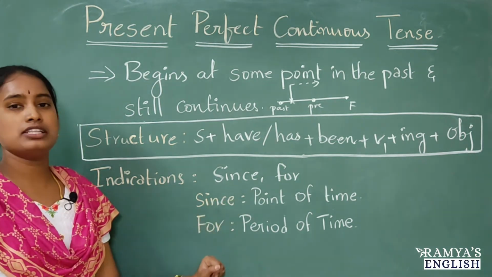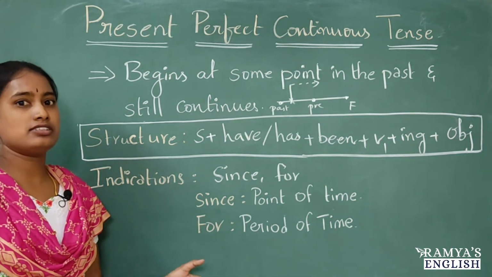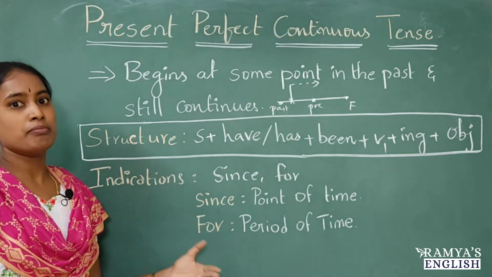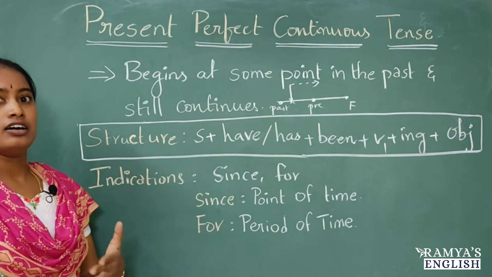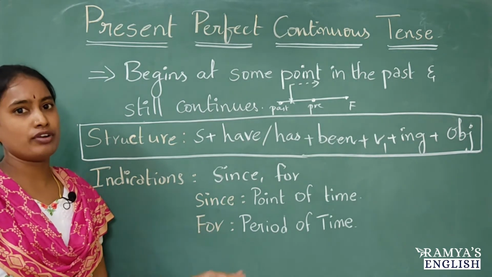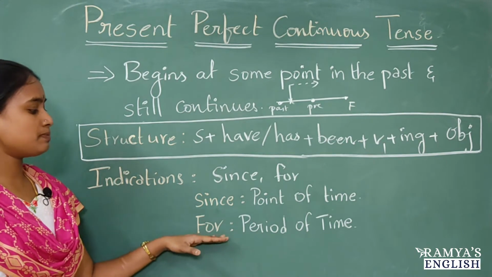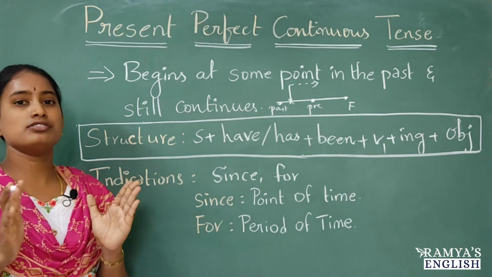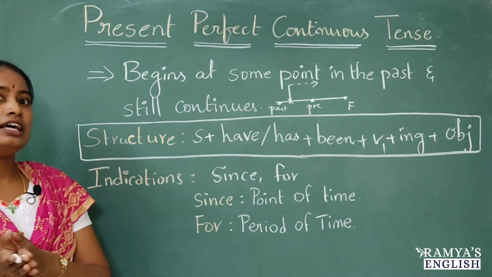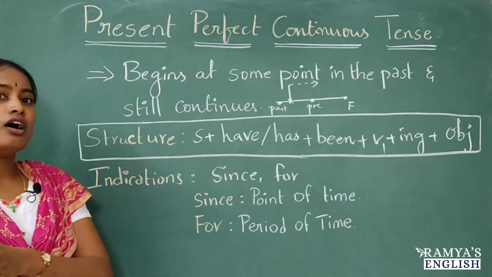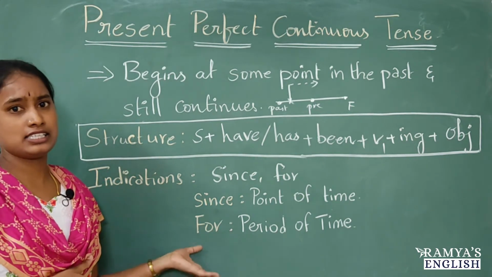Since, point of time, in the sense in the past, some point, that exact time you know: yesterday, 8 p.m., Monday, Sunday, 1993, July, or you can mention any point of time which you know specifically. If you don't know exactly, you can express with for. So you are going to say the quantity of time, period of time, how many months, let's say 4 months, 6 months, or how many years, 10 years, how many days, 10 days.